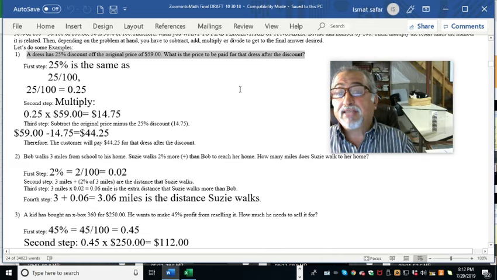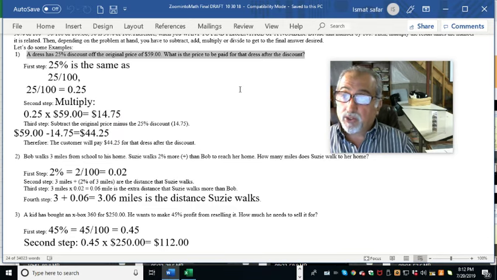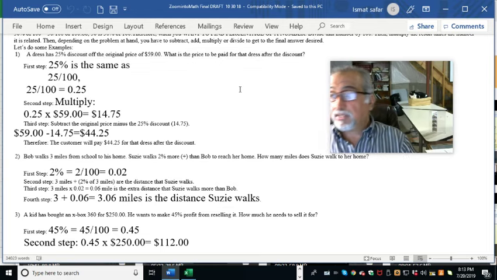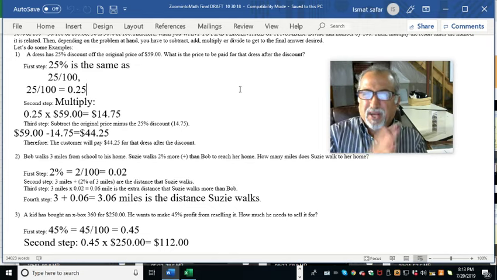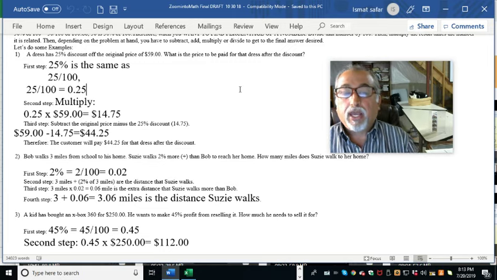A dress has 25% off the original price of $59. The dress is $59, but the store takes 25% off of that $59. So how much do you pay for the dress? Because you have 25%. I didn't know. I know you guys like when I say I don't know.